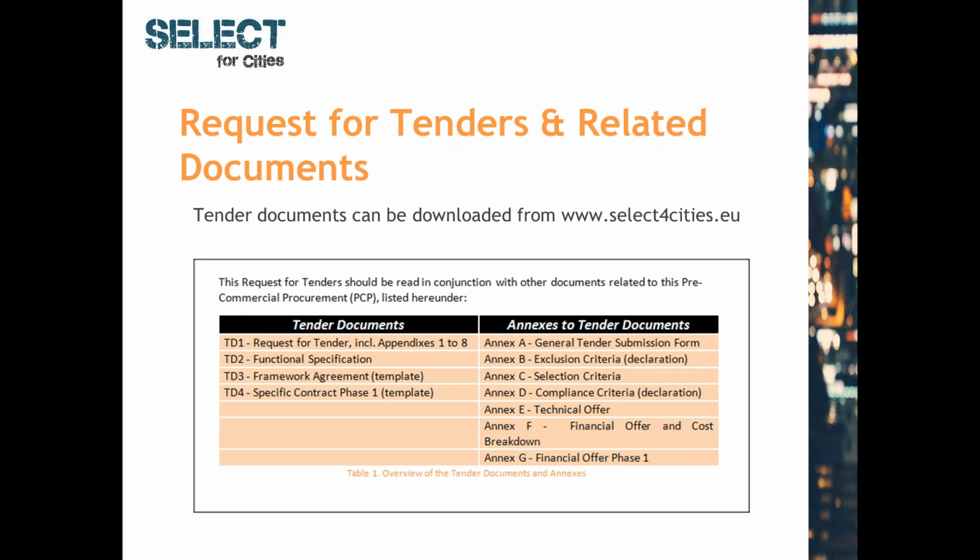And then on the right hand of the slide, there you have a second set of documents, the annexes, which are in fact the tender submission forms. Their use is mandatory in order to submit an eligible tender. So the tenderer has to fill out all of them, sign them, and submit all those annexes to the request for tender.